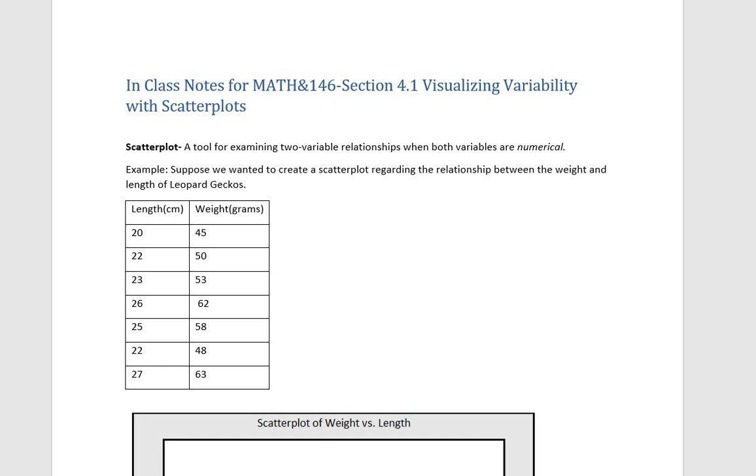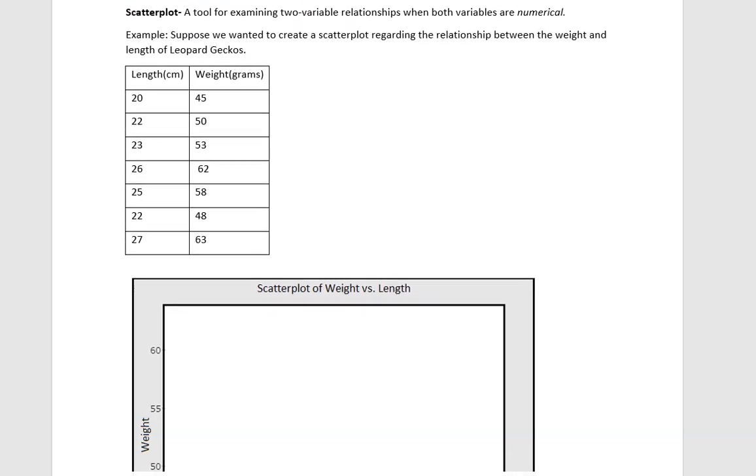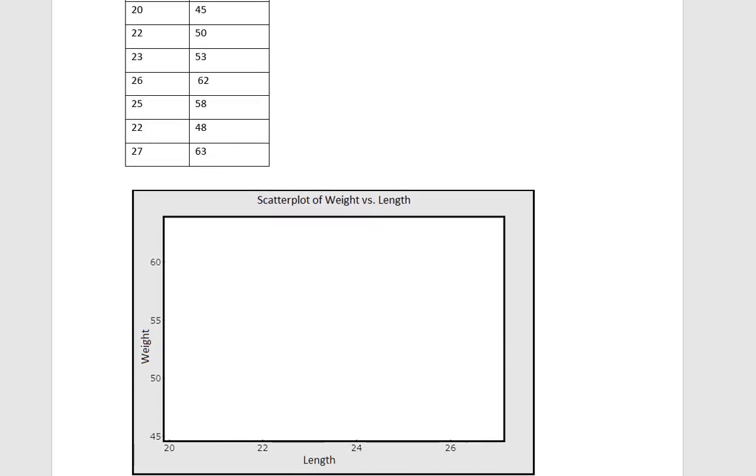What a scatter plot is going to be is we are going to take two numerical data sets, which are going to be stacked. So for example, if we look at this here, what this is saying is that we have a leopard gecko that is 20 centimeters long and weighs 45 grams. So if we want to see if there's a relationship between the length of a leopard gecko and how much it weighs, we can do that using a scatter plot. So let's go ahead and start plotting these points.